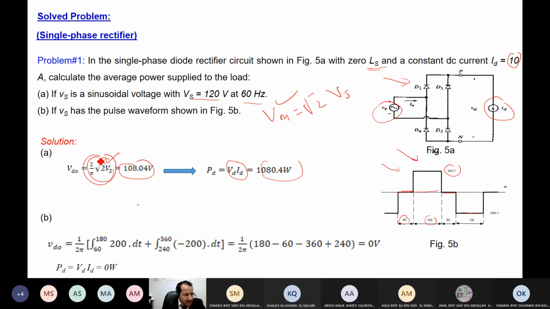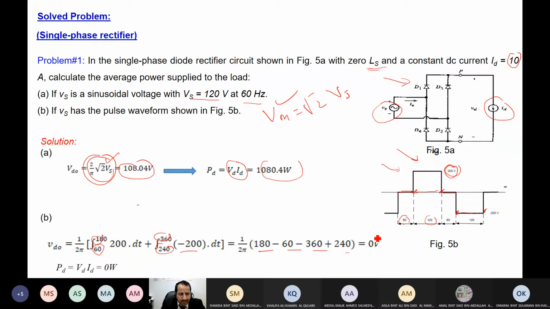Okay. Now, how can I find the voltage? Integration. In the first situation, how did I get the voltage in the theoretical part? I integrated over one period. Here, I also need to integrate, but integrate this part from 60 to 180, where the voltage is 200. And from 240 to 360, minus 200, as you can see here. Integrate and substitute, and we directly get these numbers.